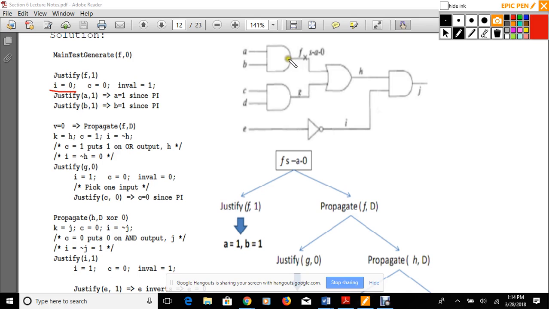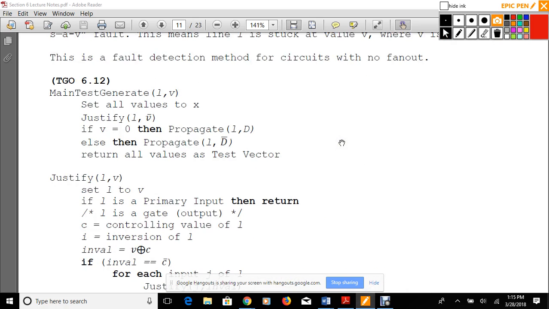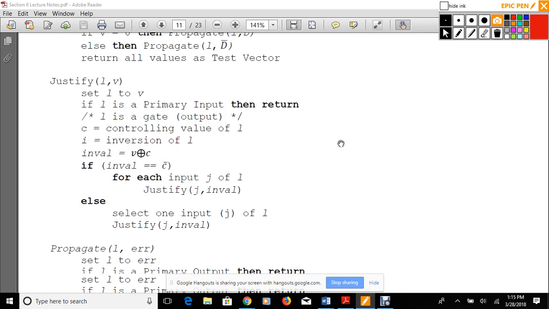remember the controlling value of the OR gate is the controlling value of the gate here is a 1, right? If you have a 0 here, then it's propagated out. So the controlling value of the gate is 0. So it's 0. I is the inversion, if you recall from the algorithm here. I is the inversion of the line.